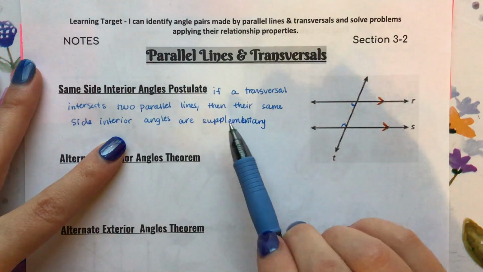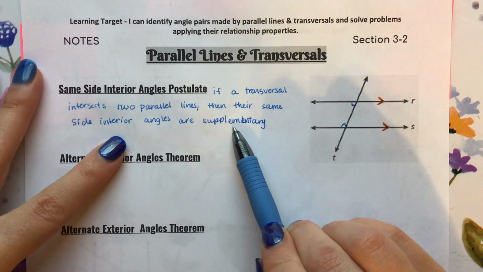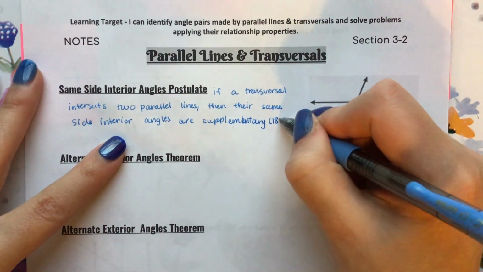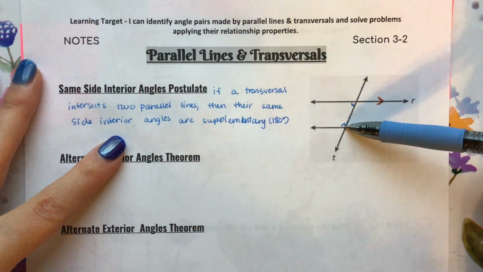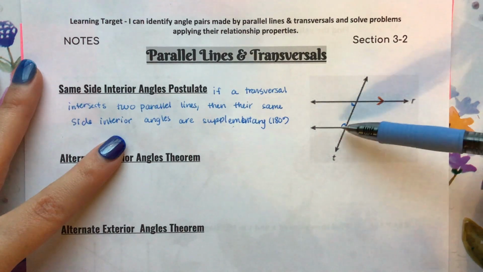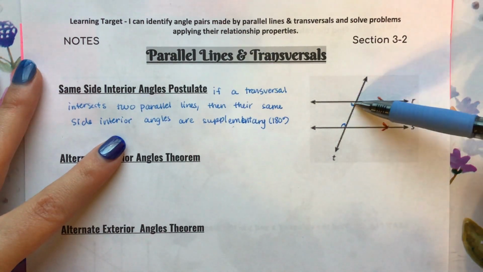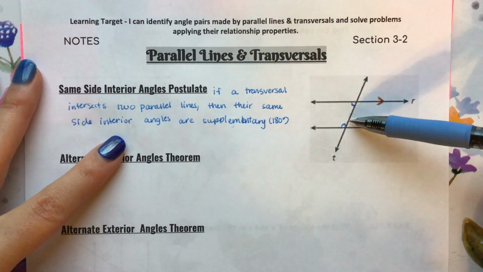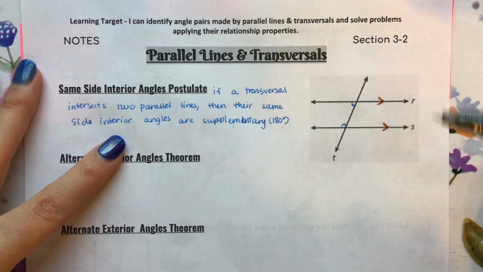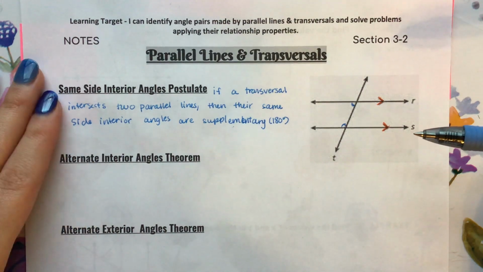So that means, remember, supplementary means adding up to 180 degrees. So I'm just going to put 180 degrees in parentheses behind to remind you. So this angle plus this angle are going to add to 180 degrees. They are on the inside and they're both on the left of the transversal. That also means that this angle over here and this angle over there are also going to add up to 180 degrees.